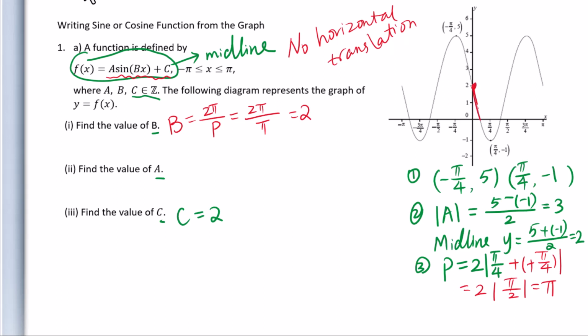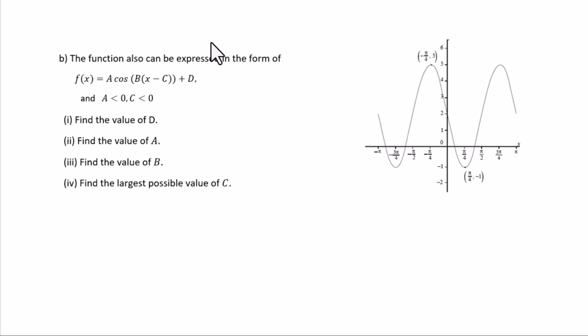Let's draw the pattern. This is a negative sine x pattern, which means A is negative. So A equals -3.